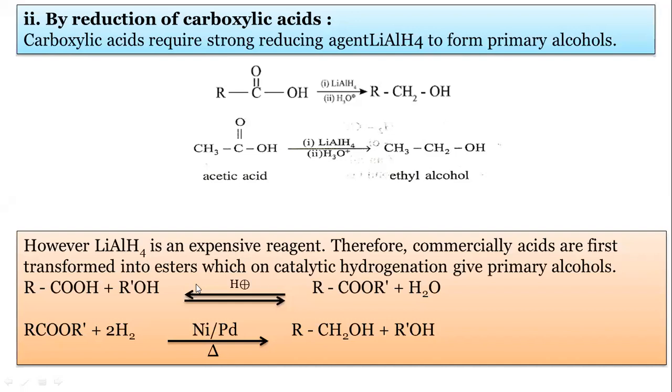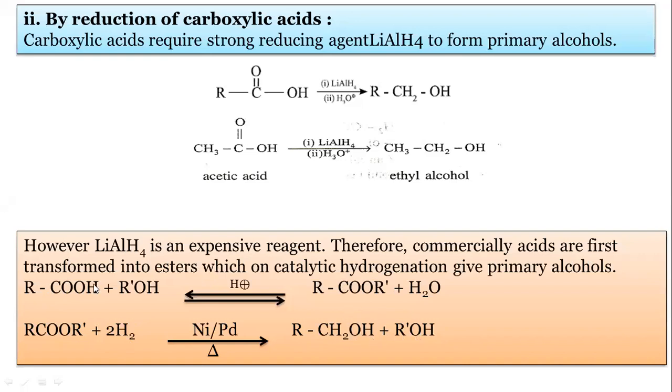acids are first transferred into esters. See, one example is given: RCOOH plus alcohol. We get esters first, and esters on reduction with nickel, platinum or palladium give alcohols, a mixture of alcohols.